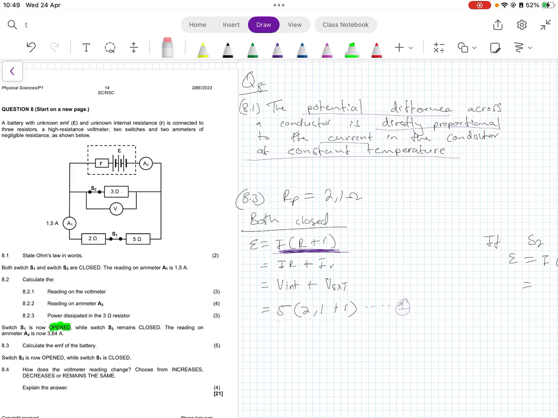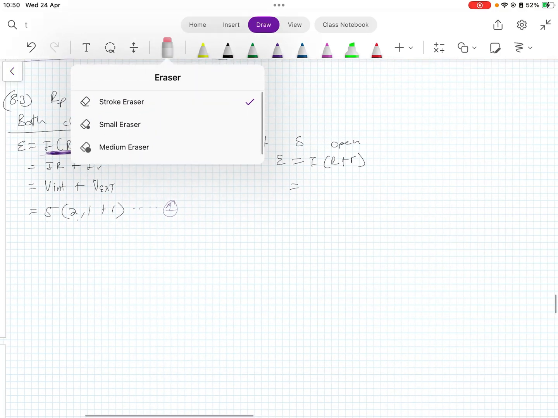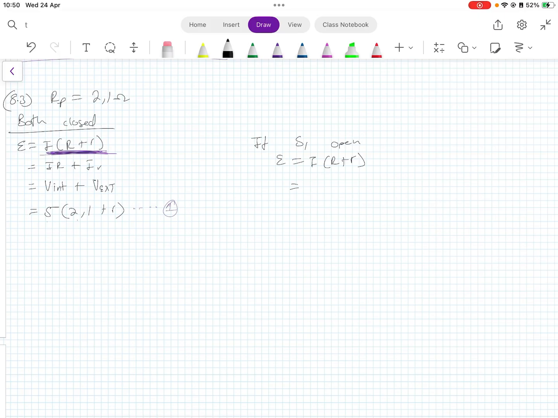Now let's consider S1. If S1 is closed, the circuit is just restricted to this path right here, because there's nowhere else for it to go. If it comes this way, then the switch is open. So, if S1 is now open, we find that the current is 3.64 and the resistance is 3 plus r, and we name this equation 2.